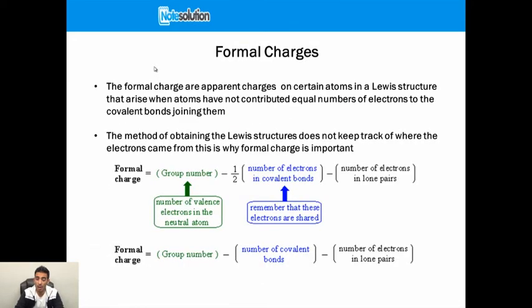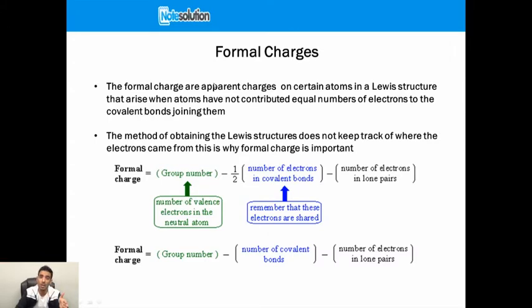We're going to talk now about formal charges. The formal charges are apparent charges on certain atoms in the Lewis structure that arise when atoms have not contributed equal numbers of electrons to the covalent bonds joining them. So sometimes we have a charge on an atom. This is because the atoms in, let's say, the specific Lewis structure do not contribute equal numbers of electrons to the covalent bonds that are present.